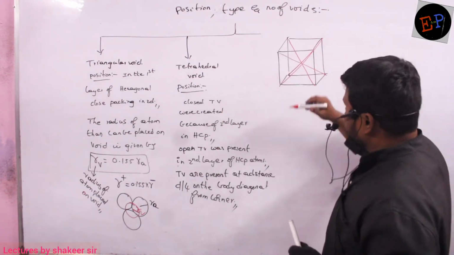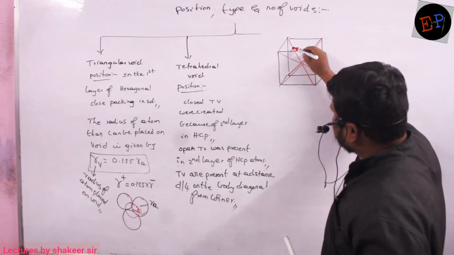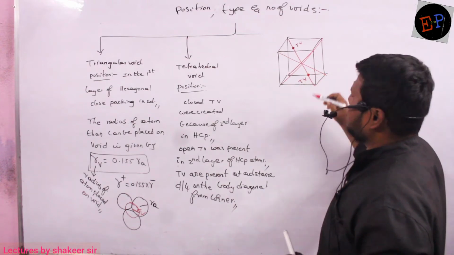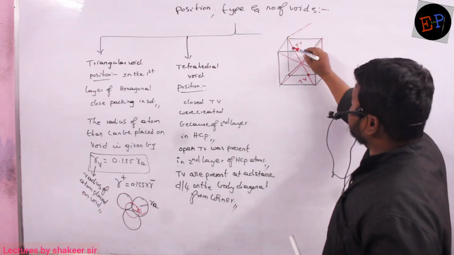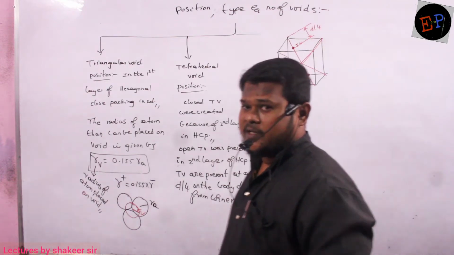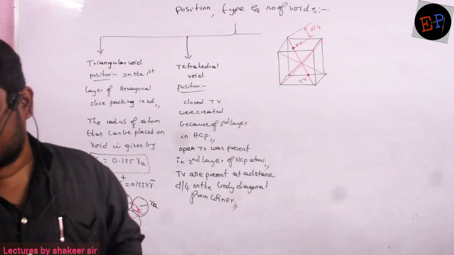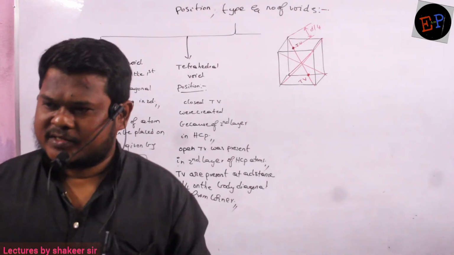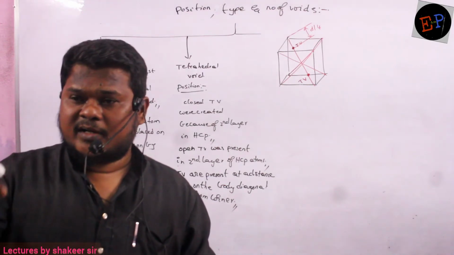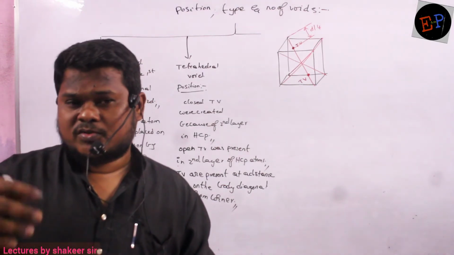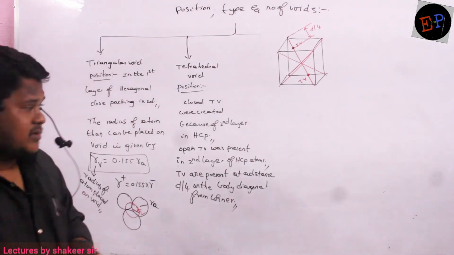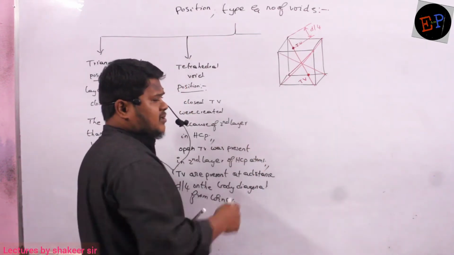Are you able to understand? And where is its position? The position is here. Here there is one tetrahedral void, and here also there is one tetrahedral void. And what is this distance? This distance is d by 4. And each body diagonal will have 2 tetrahedral voids. How many body diagonals are present? 4 body diagonals. Each body diagonal will have how many tetrahedral voids? 2. So total tetrahedral voids? 8. 8 tetrahedral voids will be present. So make a note of it. This is the position of tetrahedral voids.